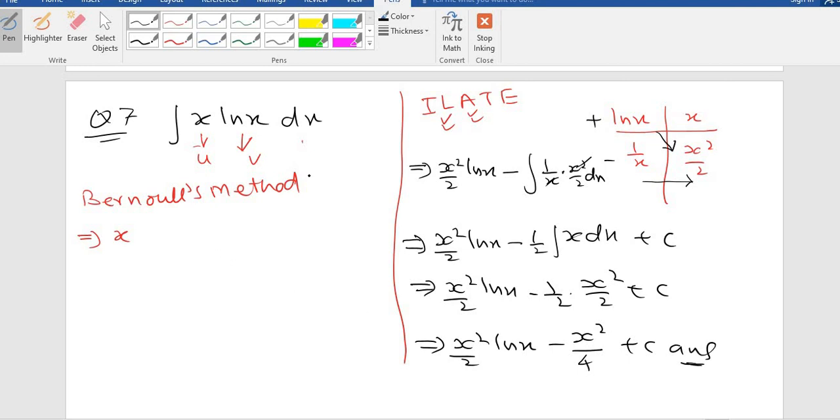So that's why sometimes if you want to use Bernoulli's method, maybe it feels difficult to you. So that's why I am not explaining it to you. So hopefully you understand what is the meaning of integration by parts. What is integration by parts?